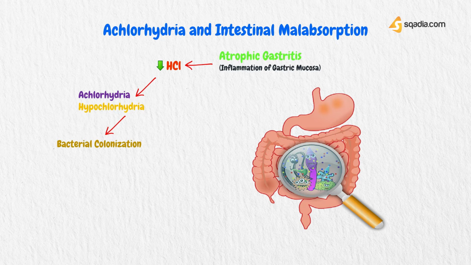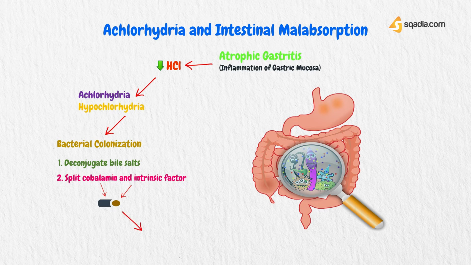As a result, there are plenty of organisms in the intestine, and what do these creatures do? They deconjugate bile salts and hence make them inefficient. And they split the binding between intrinsic factor and cobalamin. The resulting cobalamin malabsorption leads to cobalamin deficiency.